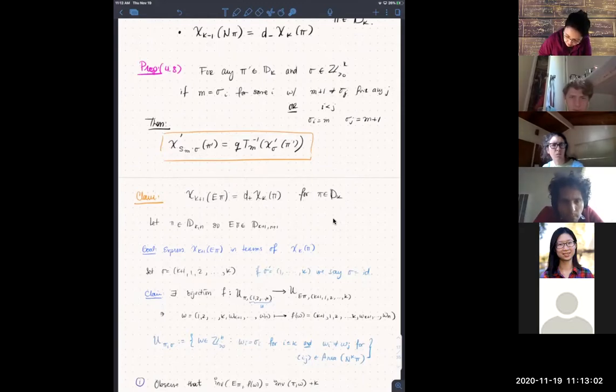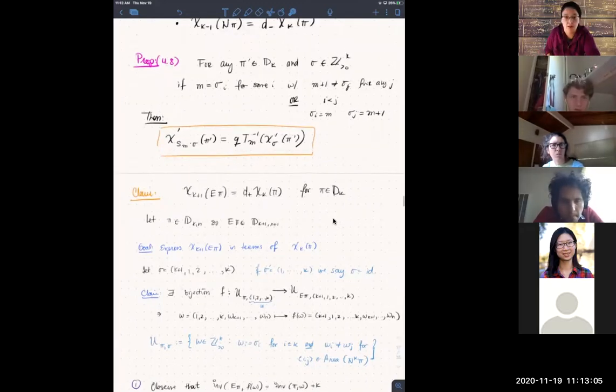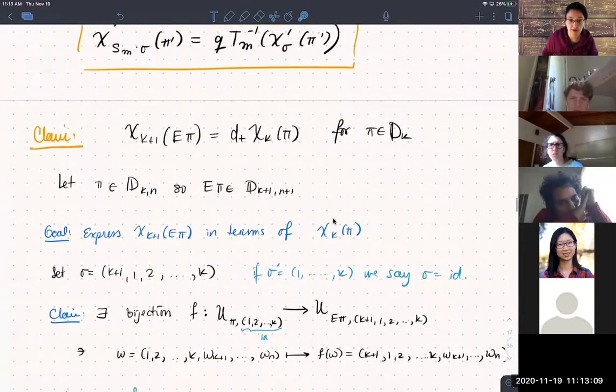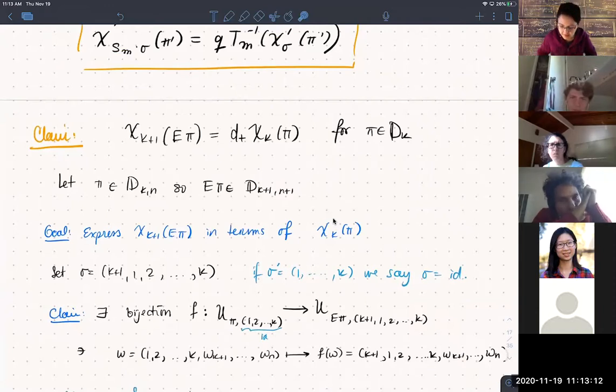Could you zoom in a little bit? Oh yeah, sorry. Here, actually, let me. That's better, yeah? Excellent. Okay.